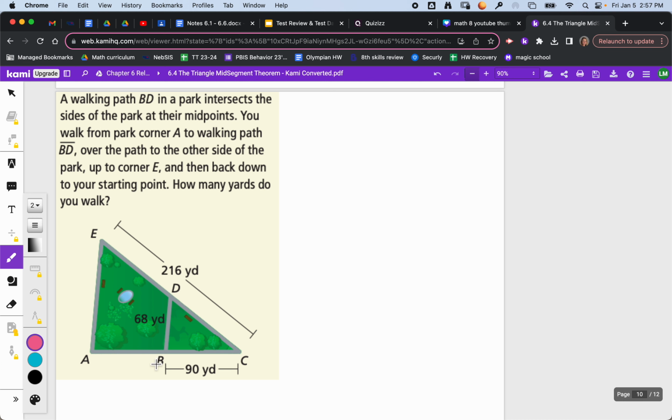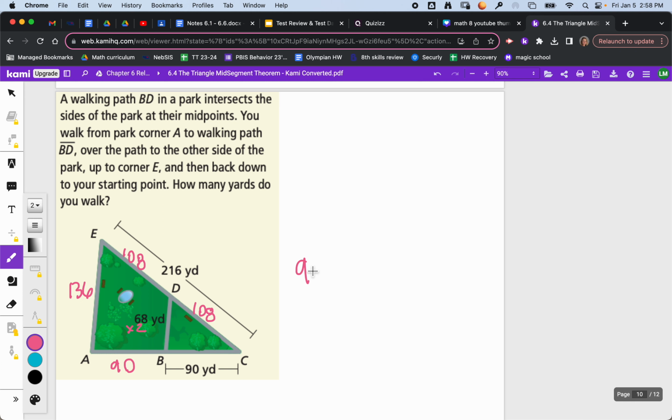Well, first we know that this is a mid-segment, so AB must also be 90. And then 216 is a full length, but also a mid-segment, so that means E to D is 108 and D to C is 108. And then to be able to find this portion, we got to do some digging here, but maybe you can think about 68 being exactly half of AE. So I'm doing 68 times 2, and that gives me 136.